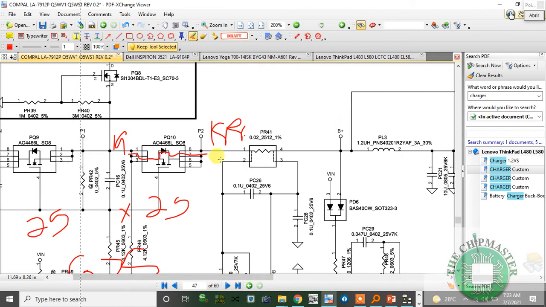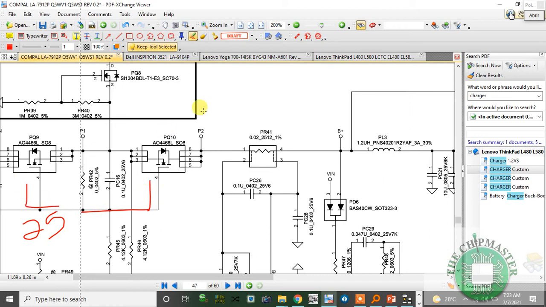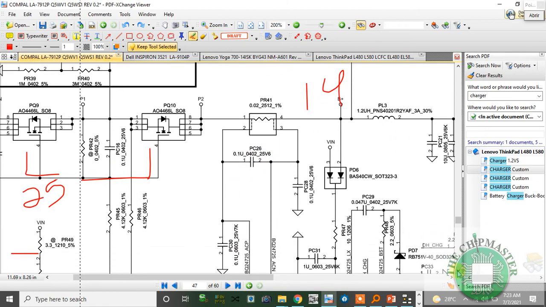So when this voltage of 25 volts comes to both gates, right, both gates get their 25 volts, then they will fully conduct and you get 19 volts after coming through the adapter current sensing resistor, and then it will produce the common point, right? So this is the process of checking the isolation and protection circuit for this one.